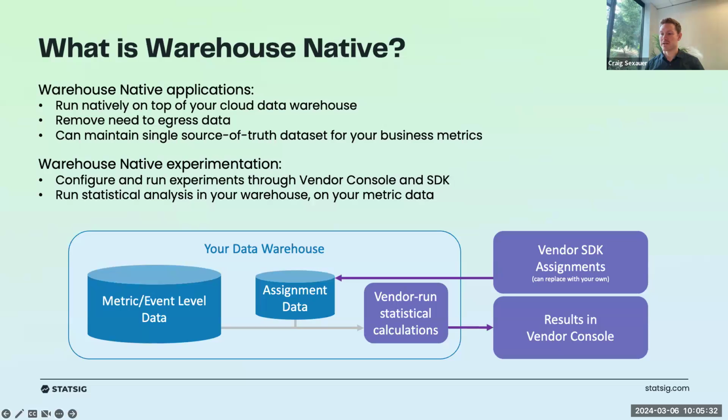We have a little boundary chart here, but if you look below, we have this concept of you have your own data warehouse, you have your own metric event level data, and you'll have either assignment data that's coming from your in-house tool, or it's coming from a vendor SDK assignment and being ported into your warehouse through your own logging or through some other tool. And then within your warehouse, the vendor runs statistical calculations, downloads just the results, and displays them in their console for you to make decisions on and keep a ledger of your past results.